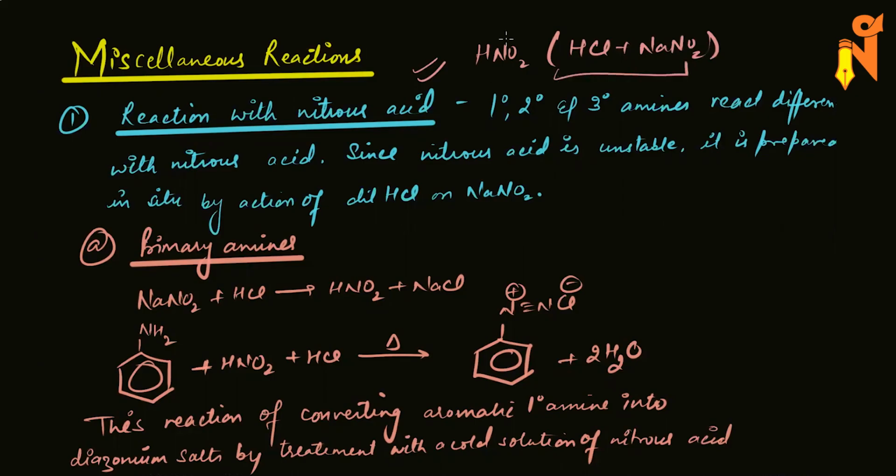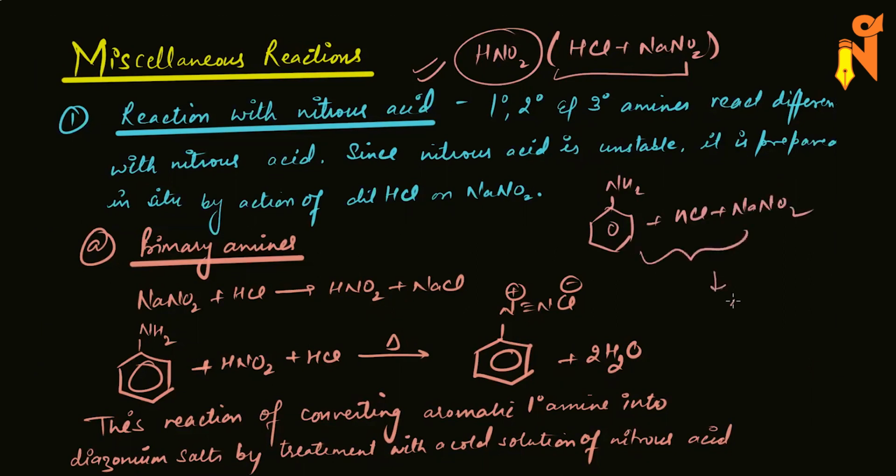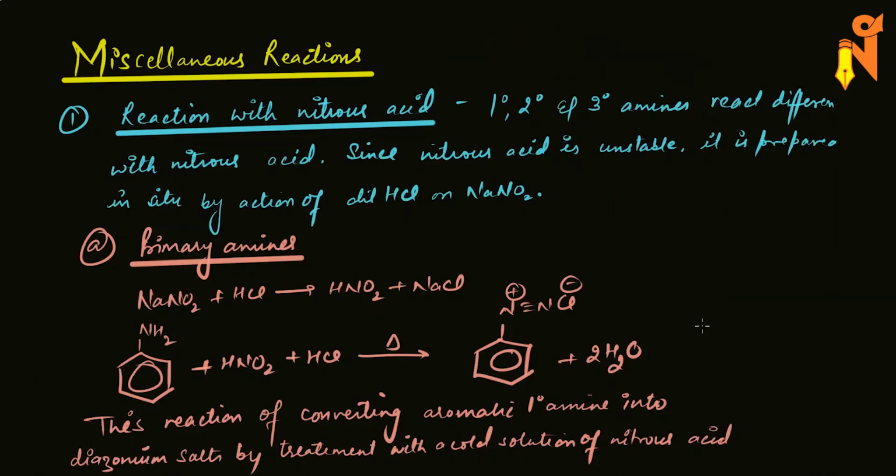This reaction is an amine reacting with HCl and NaNO2. If we do the reaction for, let's say, aniline, NH2, with HCl and NaNO2, I'm not very sure whether you remember this or not, but this forms diazonium salt, and the reaction is called the diazonium reaction or diazonium salt reaction. This is the first very important named reaction that we had done in the haloalkane chapter.